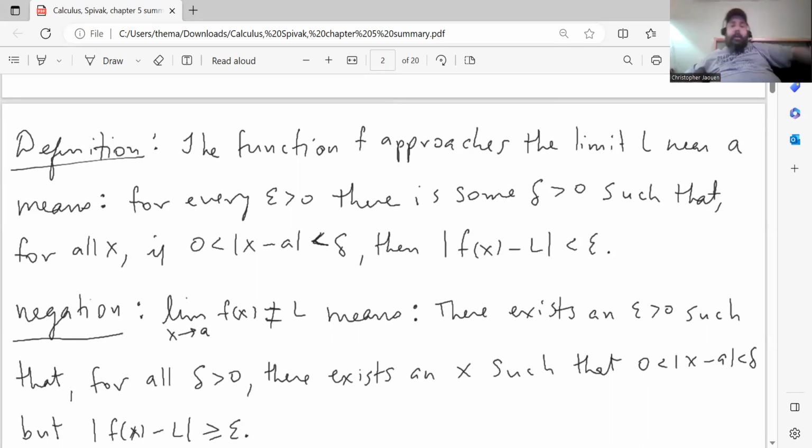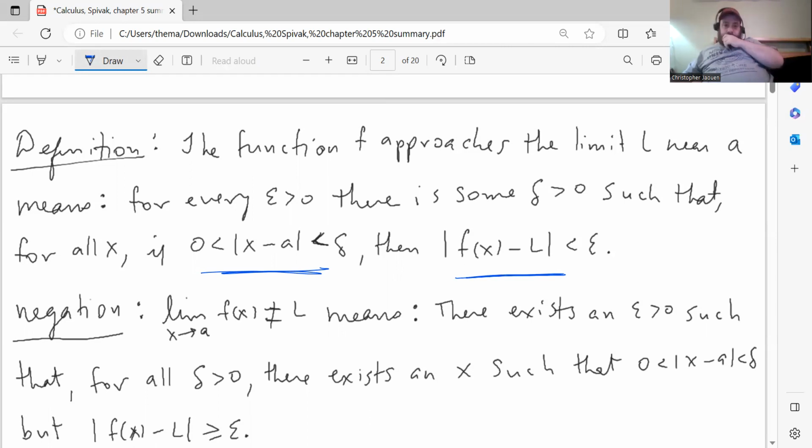Let me read it out for you. The function f approaches the limit L near A means, so this is the definition: for every epsilon greater than 0, there is a delta greater than 0, such that for all x, if 0 less than absolute value of x minus a less than delta, then absolute value of f of x minus L is less than epsilon. So this formalizes what the provisional definition was trying to get at. In other words, if we get close enough to A in the domain, we should be able to get close enough to L in the range.